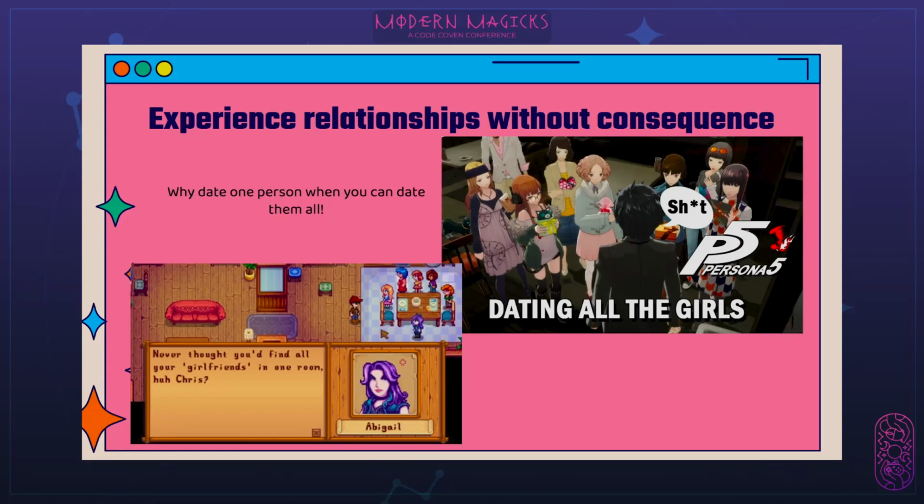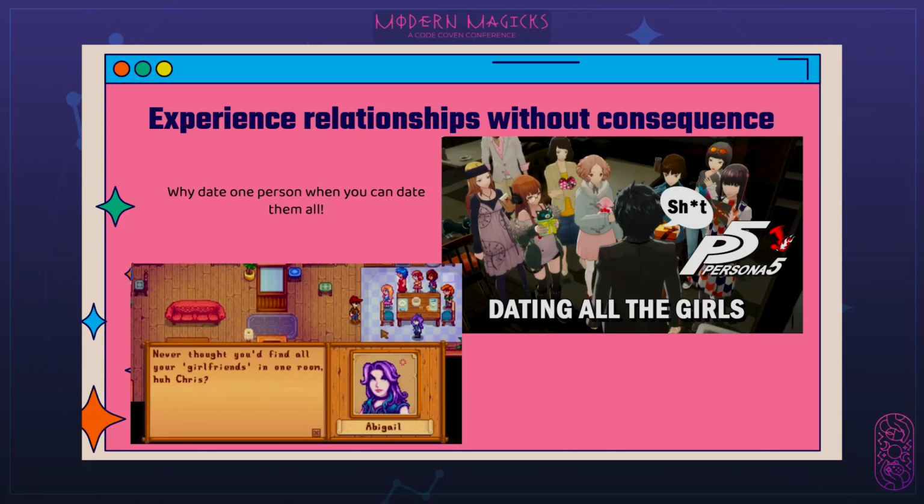The next is experiencing relationship without consequence. I'm sure everyone has played a game where your choices matter and there's inevitably that good and evil choice. And depending on how invested you are in the game, this can be a very hard choice to make. I know I personally always feel bad choosing the evil options, but you have to, because you have to experience everything.